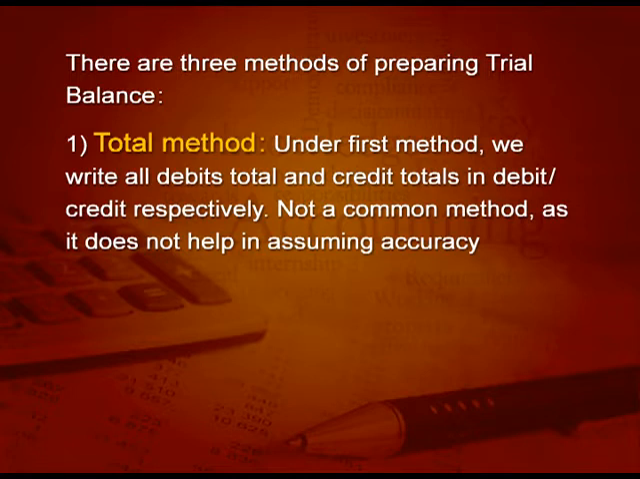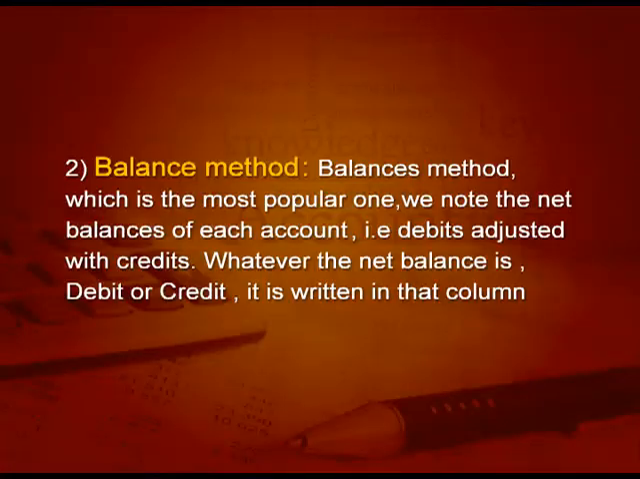Now, this is not a common method, as it does not help in assuring the accuracy of trial balance. Coming to the second method, that is the balance method, which is the most popular one, we note the net balance of each account, that is debit adjusted with credit. Now, whatever the net balance is, may be debit or credit, it is written in that column.